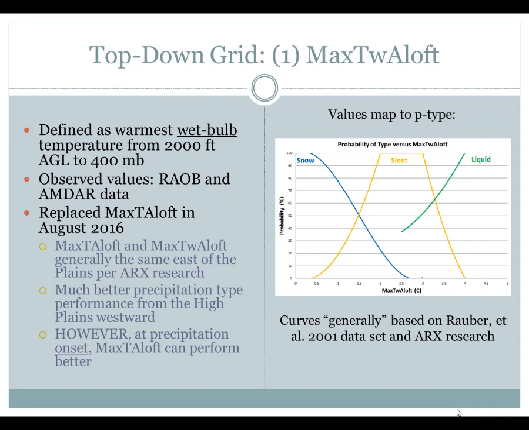So on the right side of the screen here, you can see the various types of precipitation and how they map to the max wet bulb aloft. As you move from 0 to 1 to 2 to 3, you'll notice that you start going to warmer precipitation types from snow to sleet to liquid. These curves were generally based on the Robern et al. 2001 data set, as well as additional ARX research.